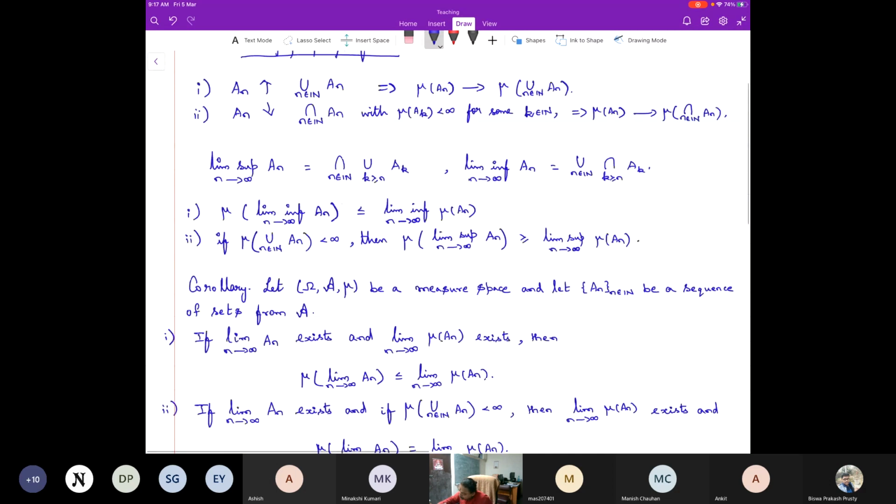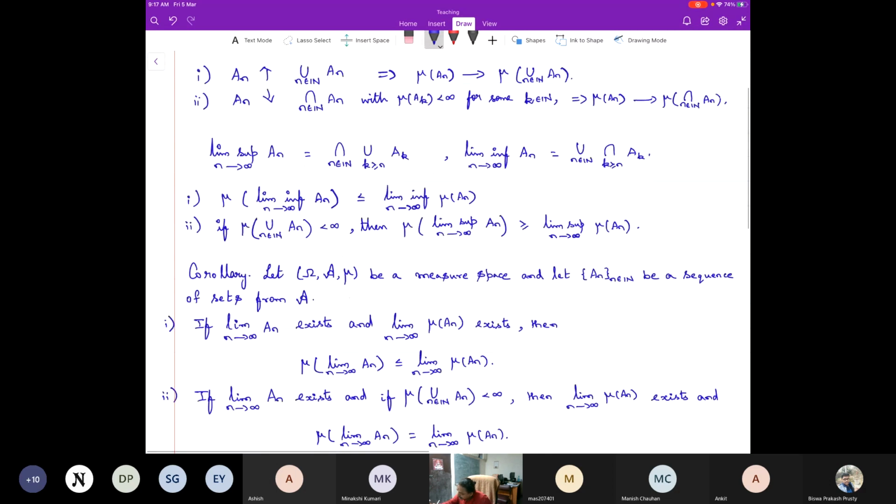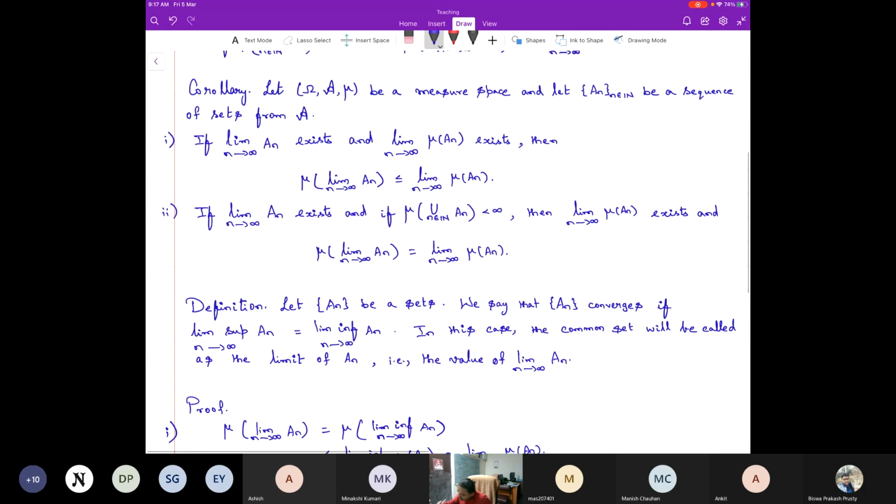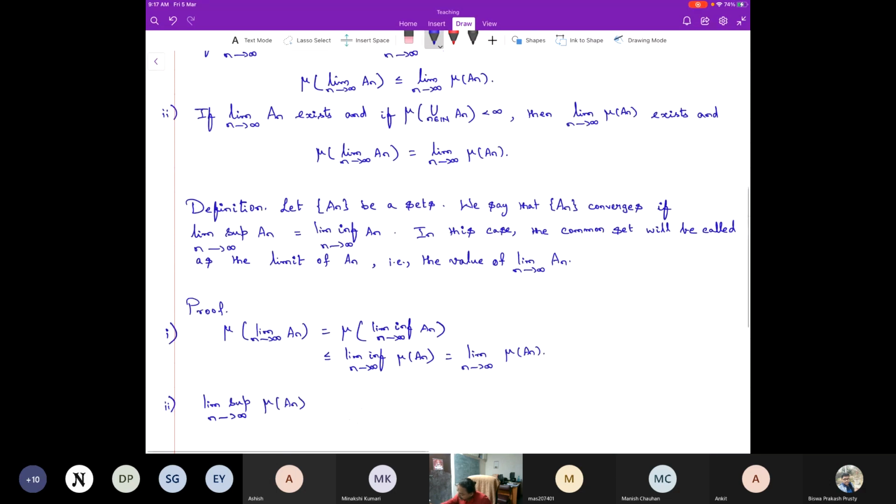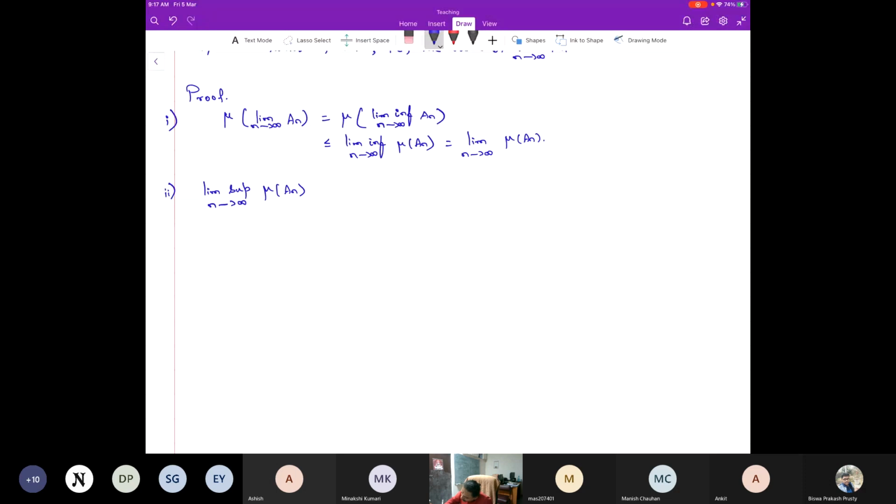But then what do we know about this one, lim sup? Yes, that we have written here. Lim sup of mu of a n is less than or equal to mu of lim sup, provided the measure of the union is finite. Yes, but that is already given here. Measure of the union is finite, and therefore this is less than or equal to measure of lim sup a n, right?